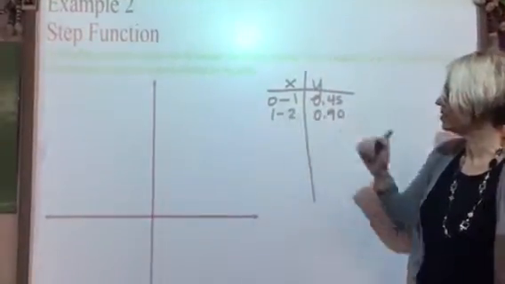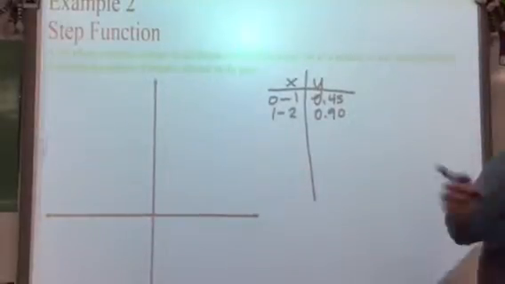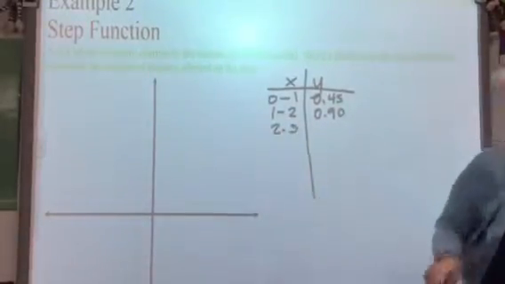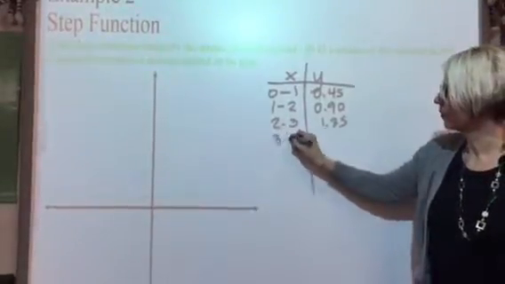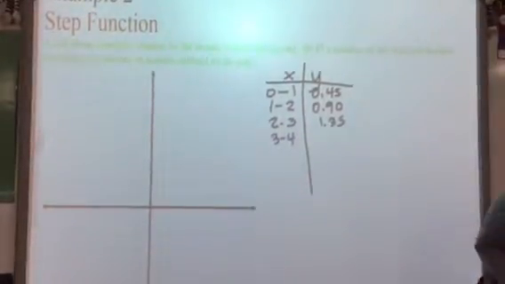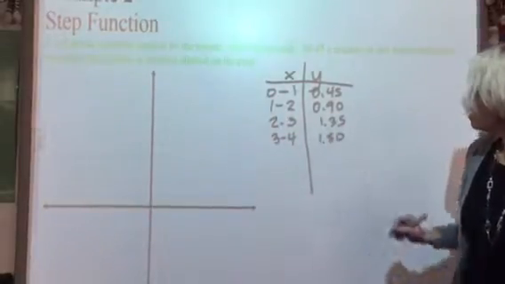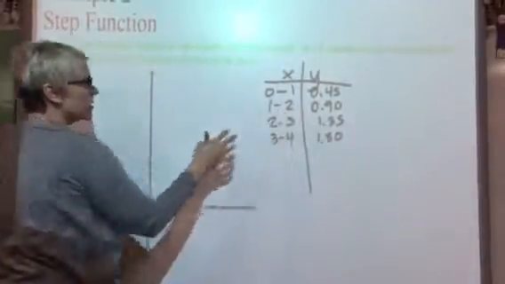So anything from 1 minute to 2. And then from 2 to 3 would be $1.35. And from 3 to 4 would be $1.80. So this is going to be definitely a stair-step pattern.